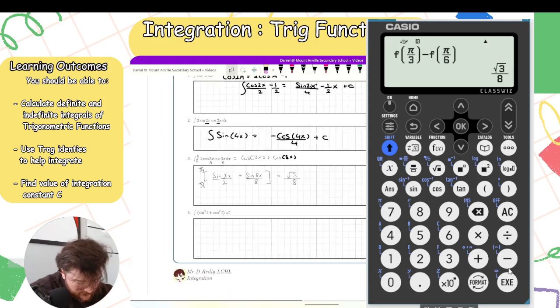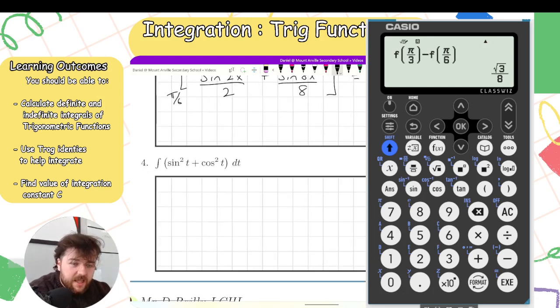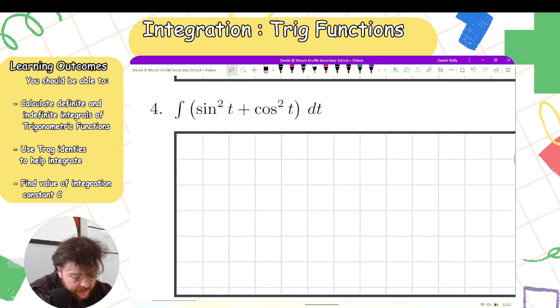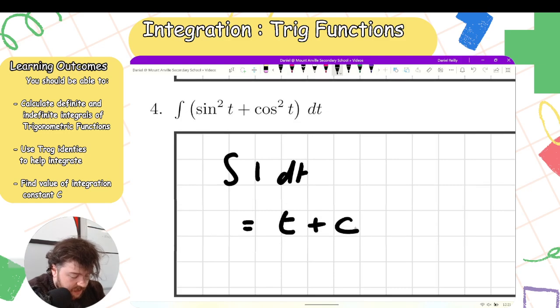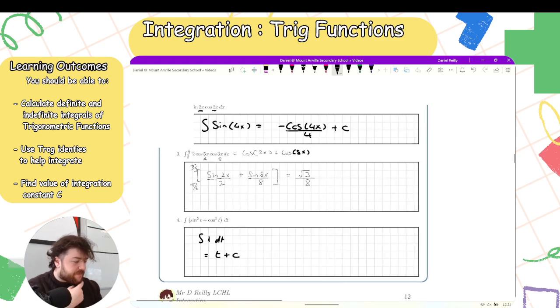And finally, last one here, but this last one's an easy one, because what I see here is sine squared t plus cosine squared t. Well, sine squared plus cosine squared is 1. So now I'm actually just finding the integral of 1 with respect to t. The answer will just be t plus c. And that is my final answer there.